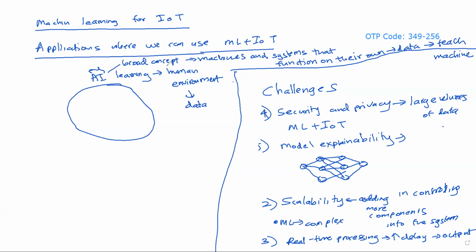It is a broad concept where we talk about teaching any type of system or device or some kind of robot to function automatically on their own. Inside this artificial intelligence domain, we have many other categories, which we call machine learning.